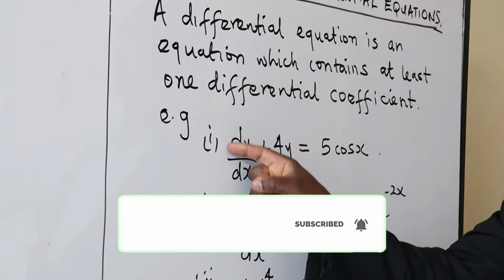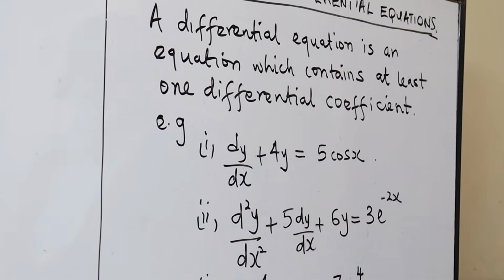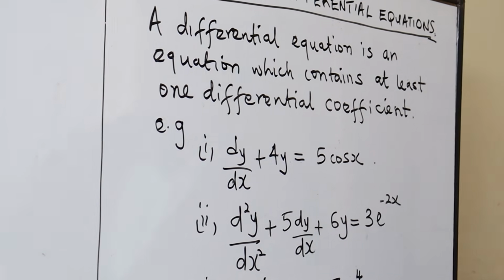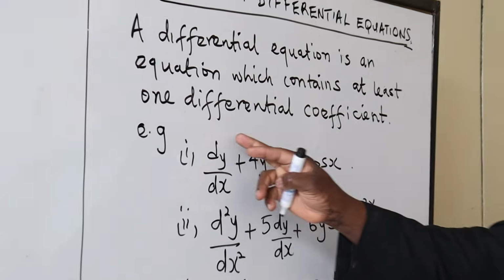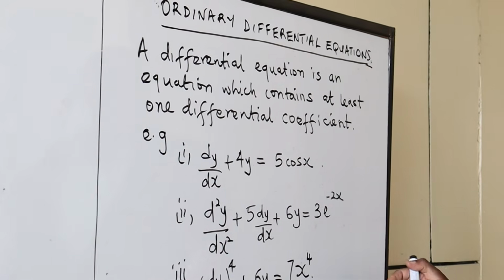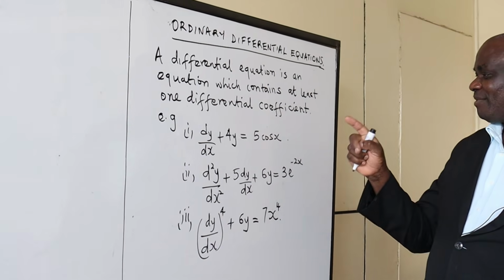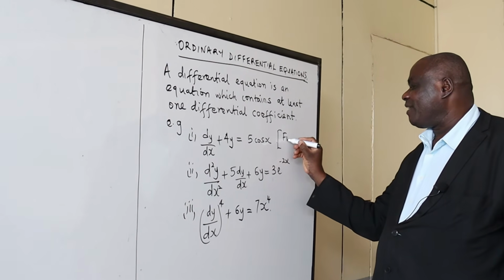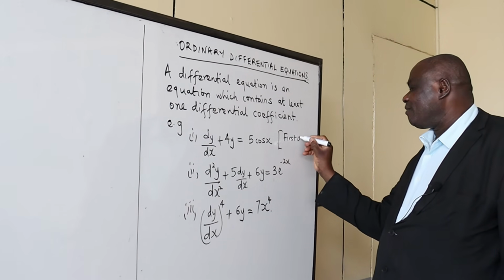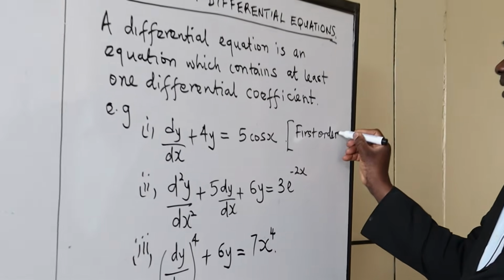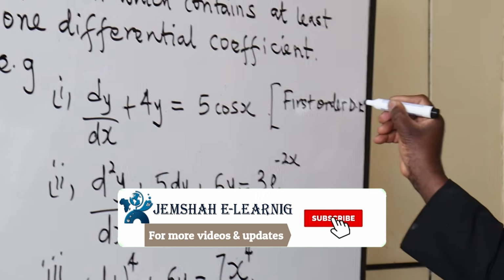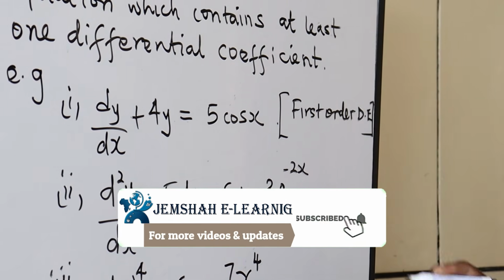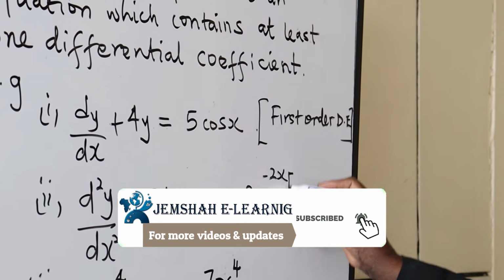Because we have a first derivative here, which is of degree 1, the highest differential coefficient here is the first derivative. So we will call this a first order differential equation.